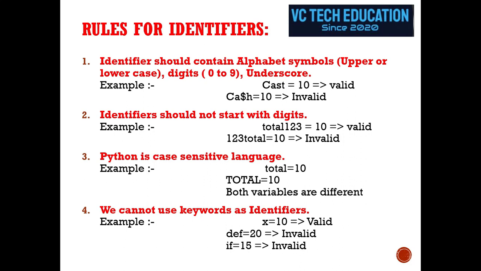We cannot use keywords as identifiers. So x = 10 is valid, def = 20 is invalid, if = 15 is invalid.